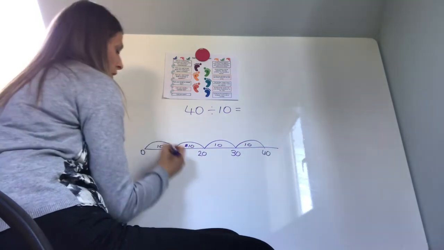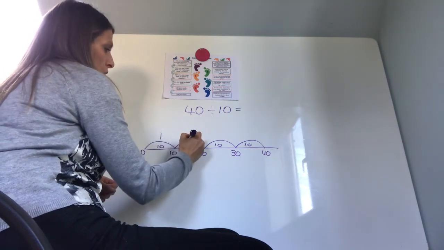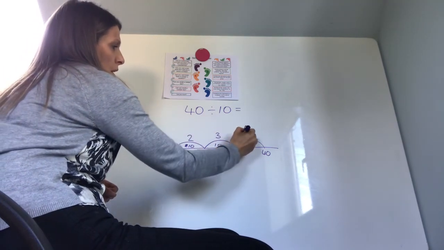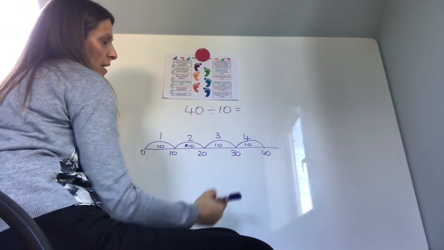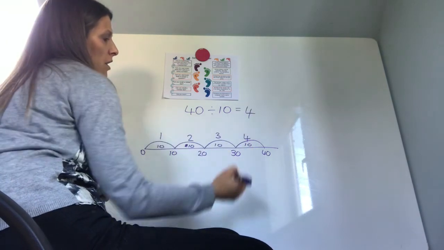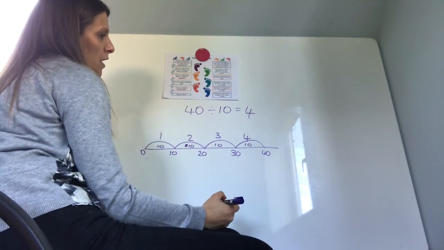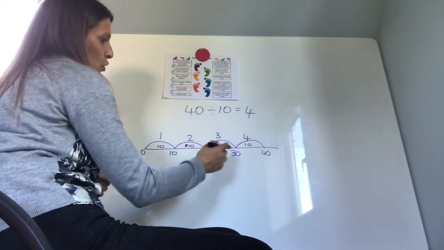So I've done 1, 2, 3, 4 jumps of 10. So my answer is going to be 4. 40 divided by 10 is 4 jumps of 10.